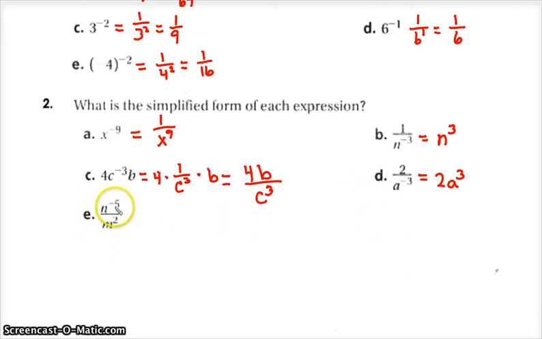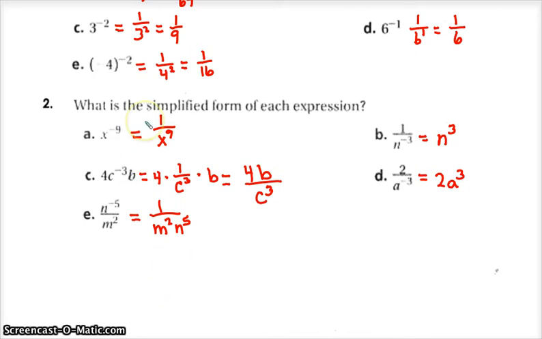In part E, I've got a negative exponent in the numerator. It needs to be shifted to the denominator. So my final answer is 1 over m squared n to the fifth. Notice when I move n to the negative fifth out of the numerator, I'm still left with 1 up top. Okay, 1 is that placeholder in my numerator.